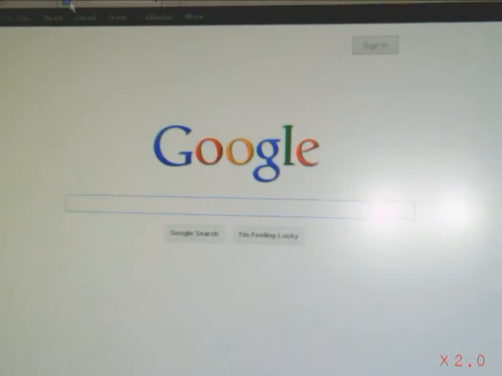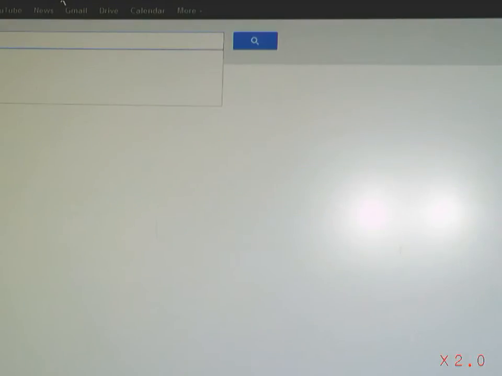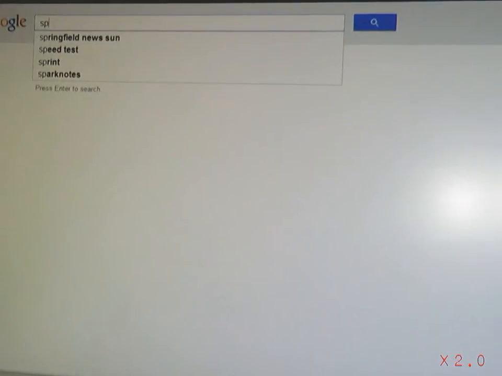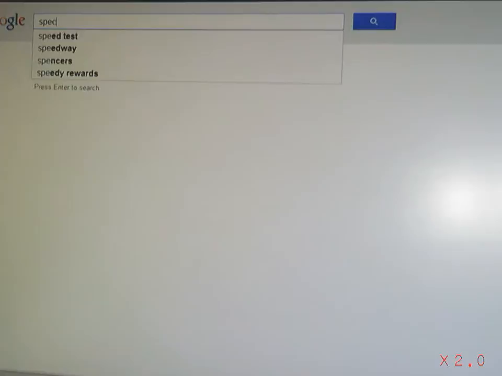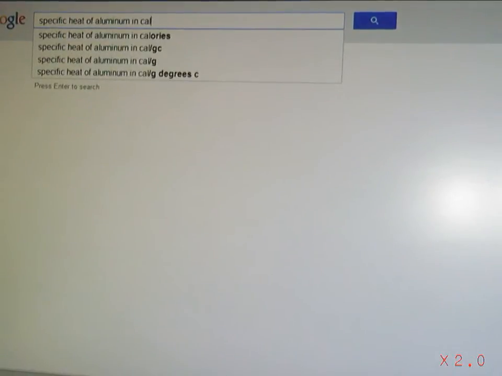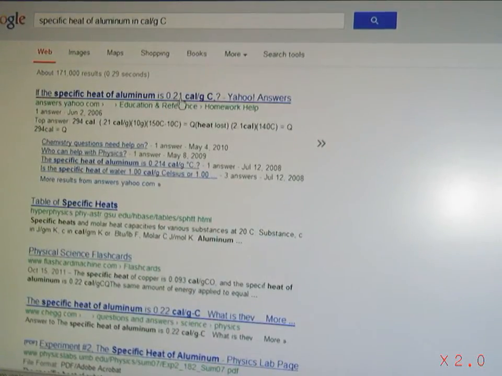Turn the camera here, take a look at my computer screen. One easy way to check it is just type in, specific heat of aluminum in calories per gram C. And you can see right away it's matching 0.21.